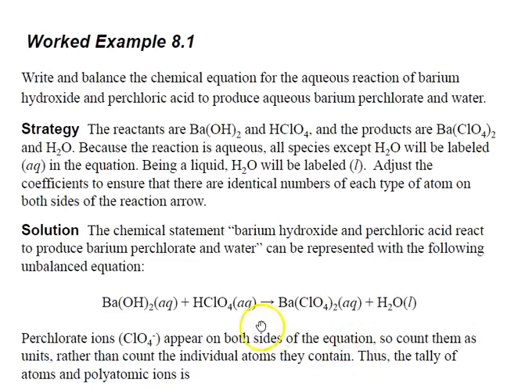Make a table and keep track of how many elements you have on each side. One thing I recommend doing is if you have a polyatomic ion, like the perchlorate, and it's on both sides, actually count that as an individual unit rather than separating it out. And it even mentions this. Perchlorate ions appear on both sides of the equation, so count them as units rather than count the individual atoms they contain.